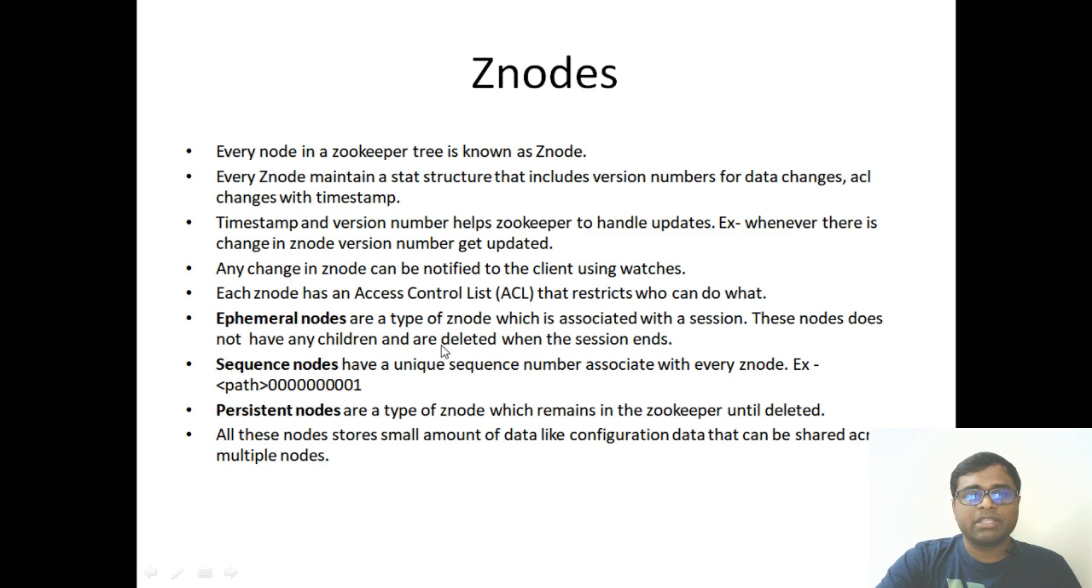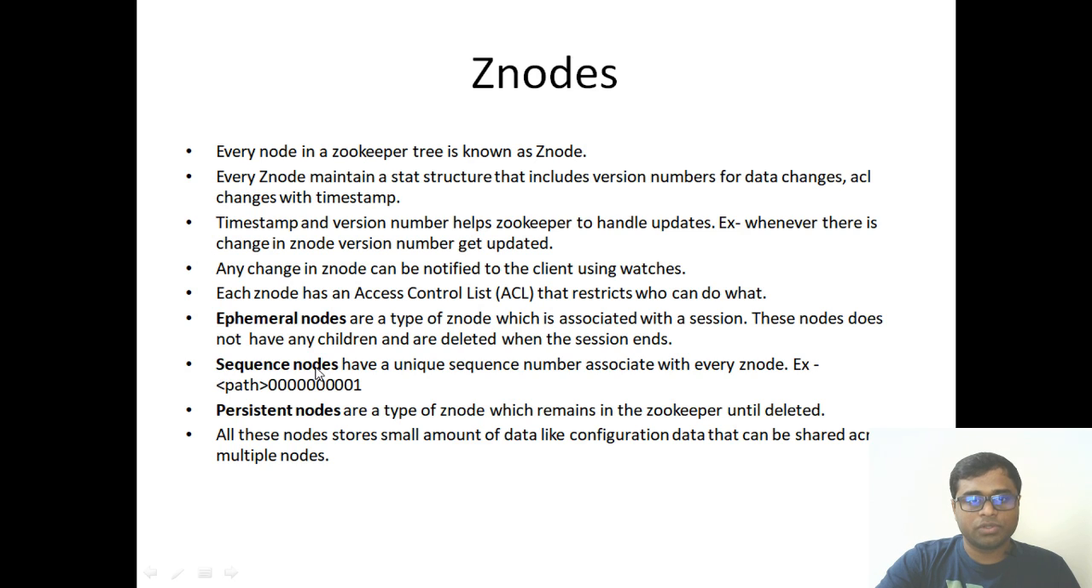Now, Znodes are basically of three different types. The first type is ephemeral nodes, the second is sequence nodes, and the third is persistent nodes. An ephemeral node is basically a type of Znode which is associated with a session, which is basically a session level node. These nodes do not have any children and are deleted as soon as the session ends.